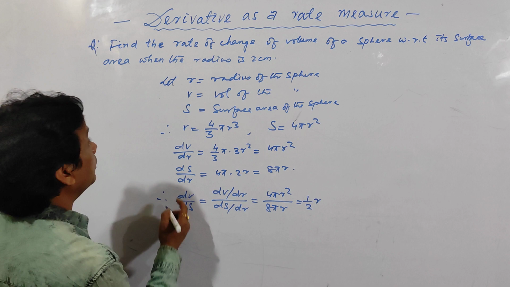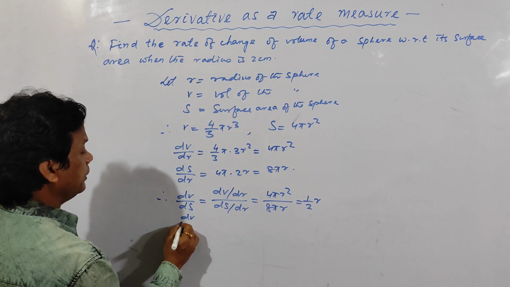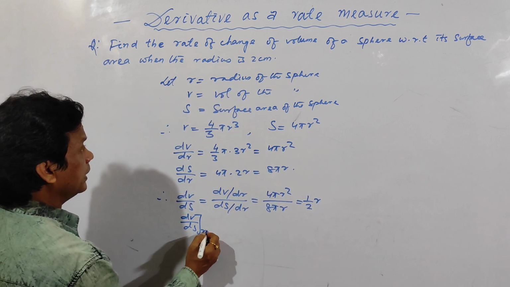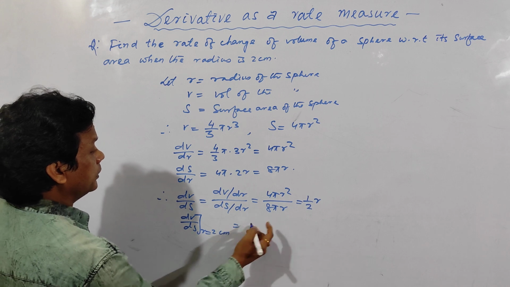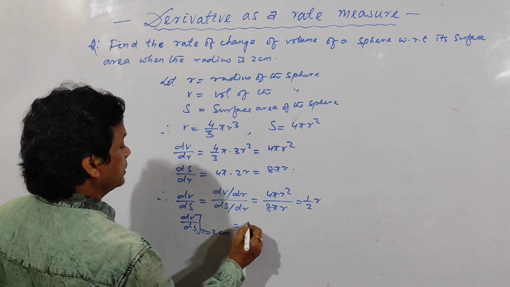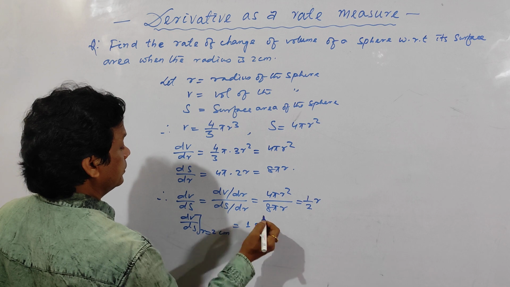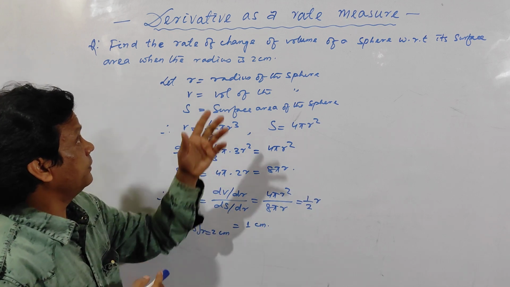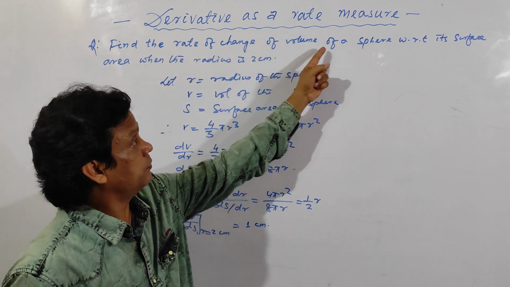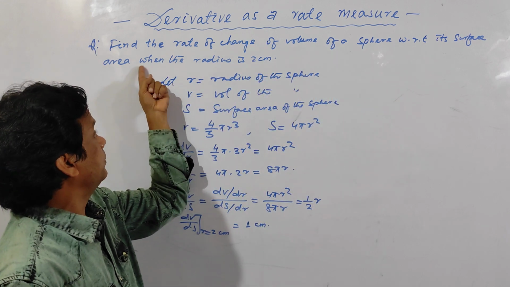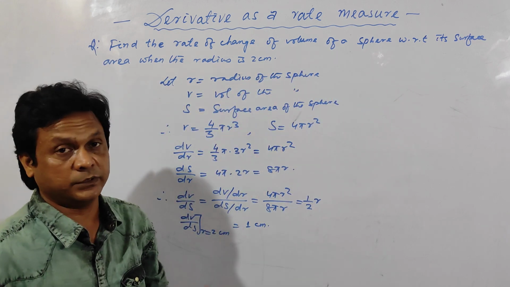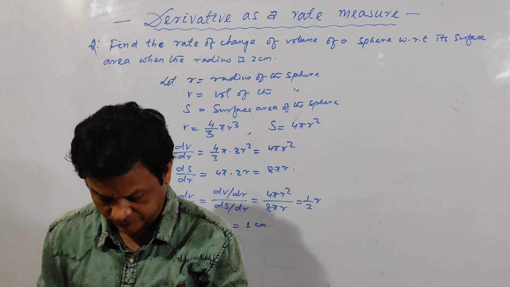Clear? And what do you want to find out? dV by dS at r is equal to 2 centimeter. That means r by 2, the 2 cancels out, simply 1 centimeter. So this is your answer. Clear? You should write finally: the rate of change of volume of a sphere with respect to its surface area when the radius is 2 centimeter is 1 centimeter. Clear? So this is the answer.